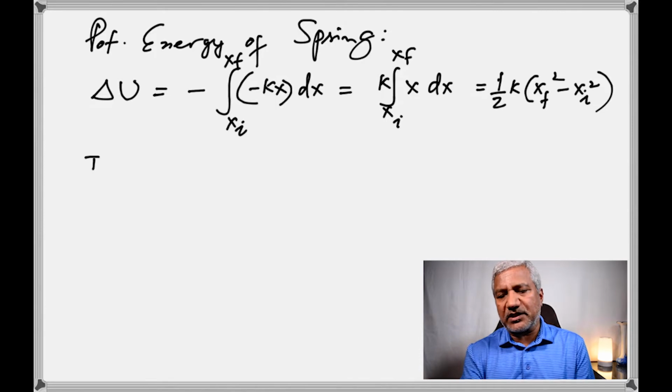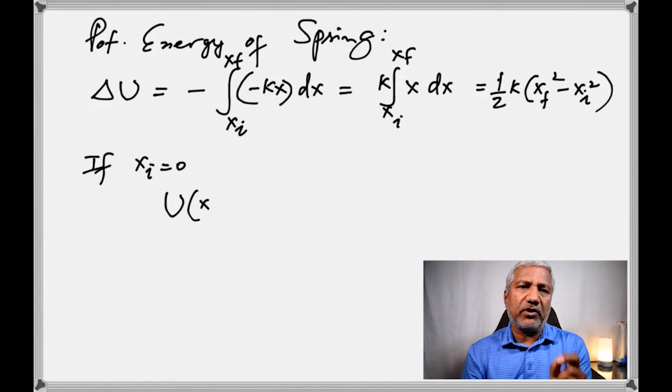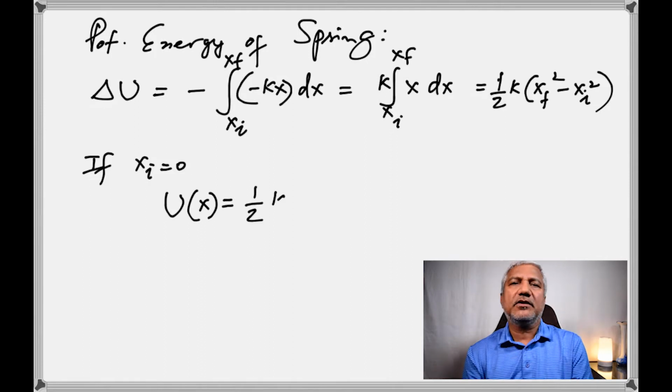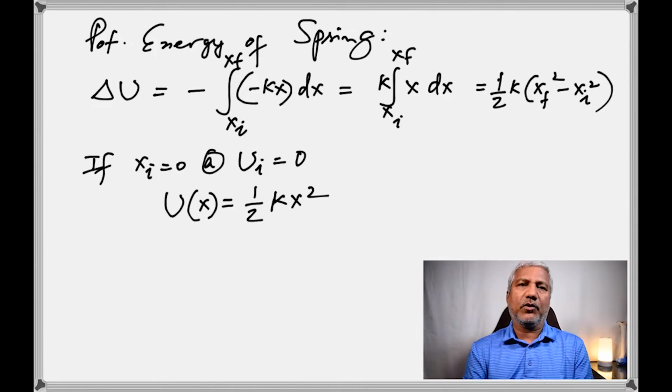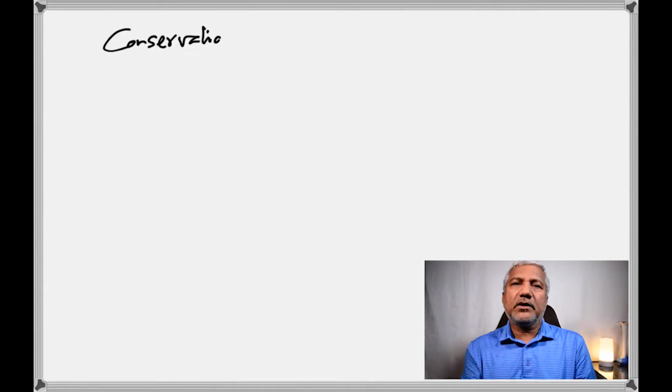Once again, we can take the reference level to be at a point where the initial potential energy is zero, just as in the case of gravitational potential energy. And in this case, you would see that we end up with potential energy as a function of x is 1/2 kx squared.